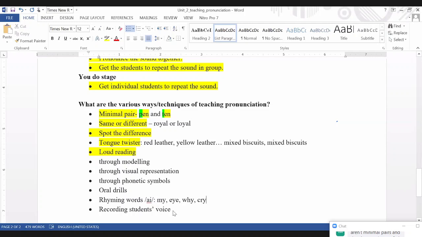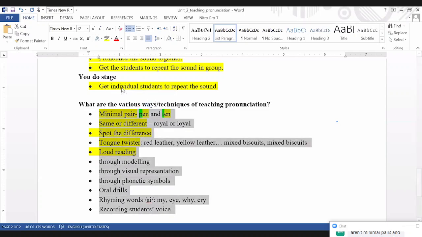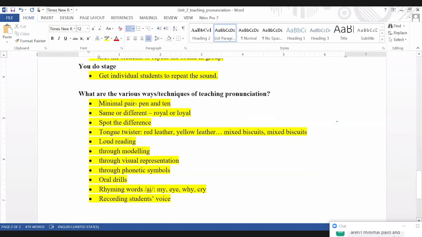So these are a few techniques to mention here, and please try to read and do these activities in the pronunciation part. If there is any difficulty, tomorrow we can discuss, then go ahead.